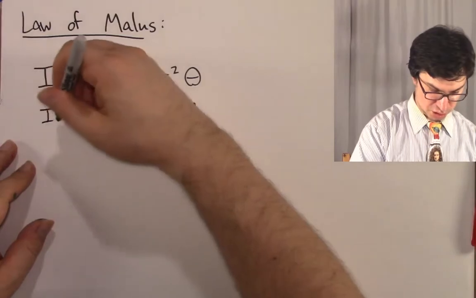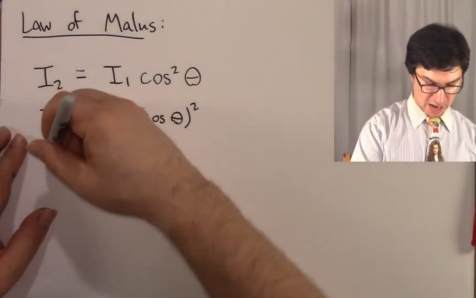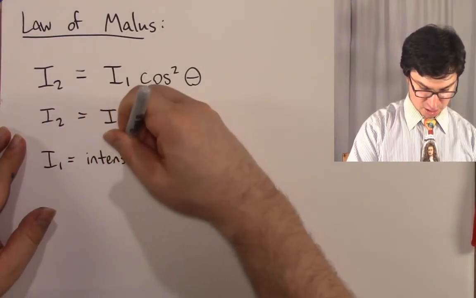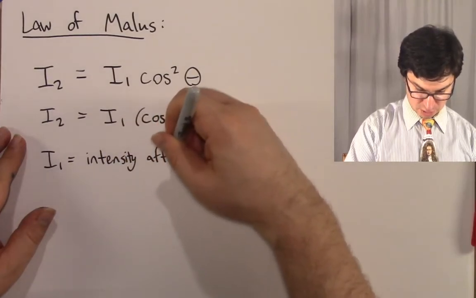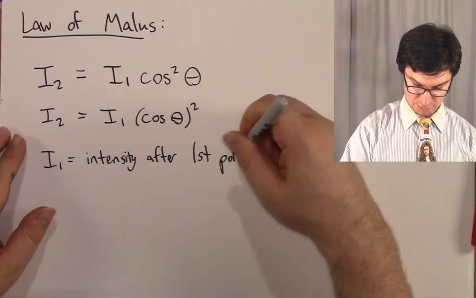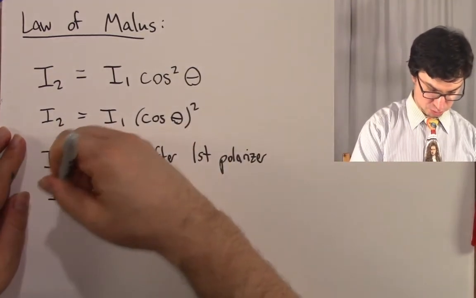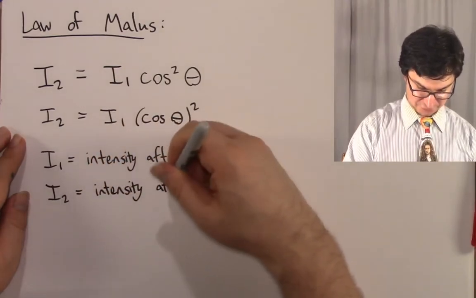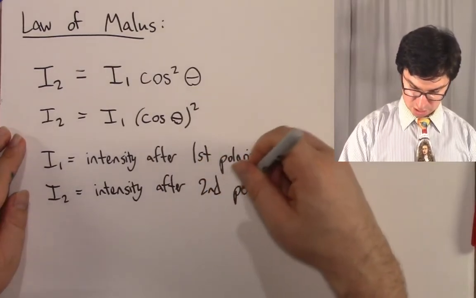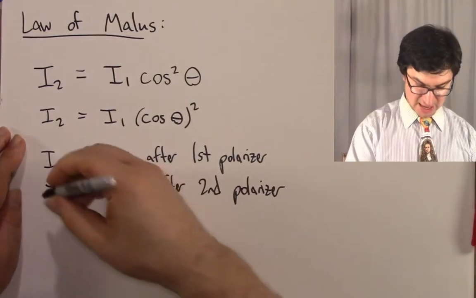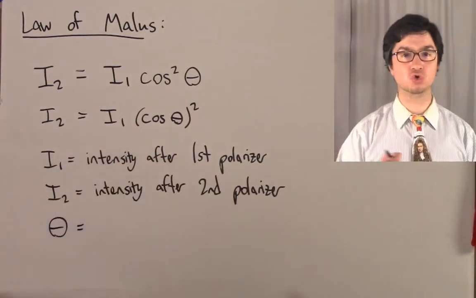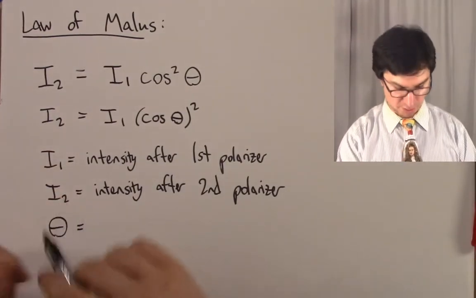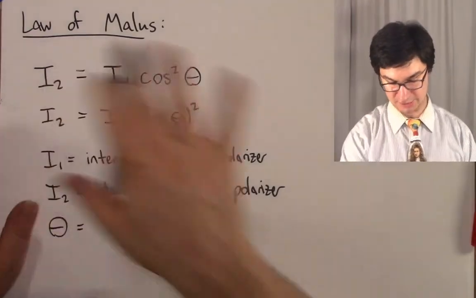All right. So, once again, I1 is equal to the intensity after the first polarizer. I2 is equal to the intensity after the second polarizer. And theta, and this is critical, okay? It's very common for students to make mistakes with theta. Theta is the most important and most tricky quantity in this entire equation.